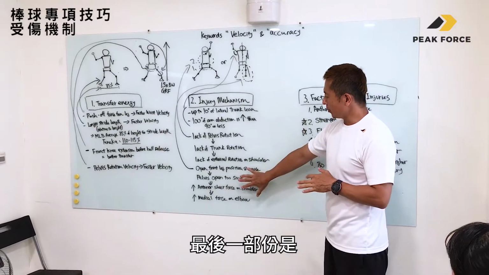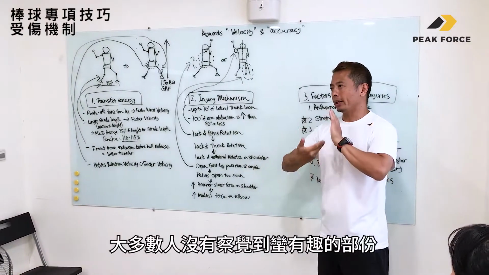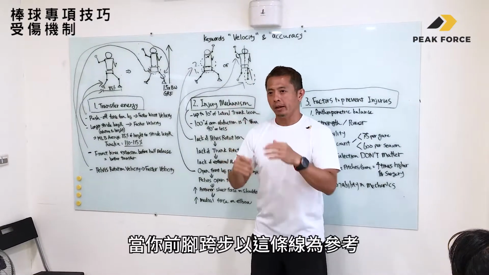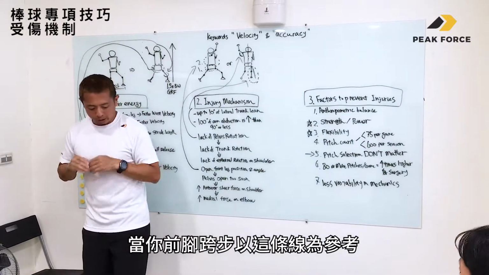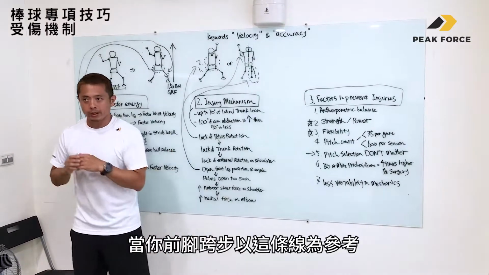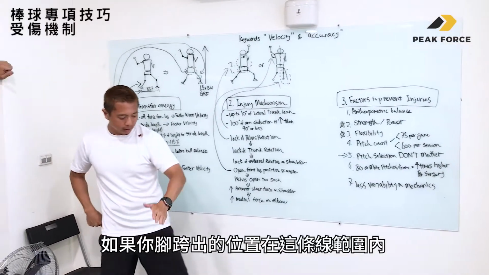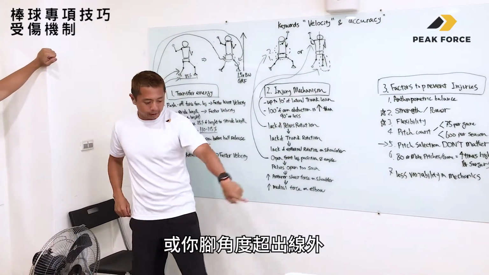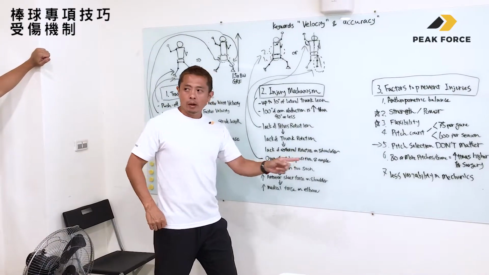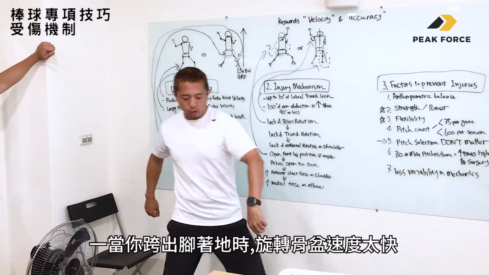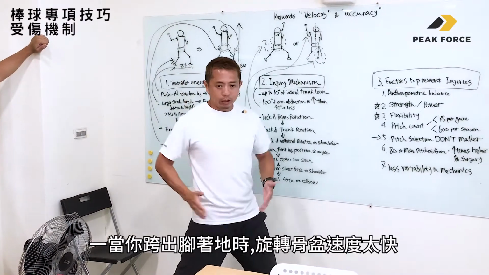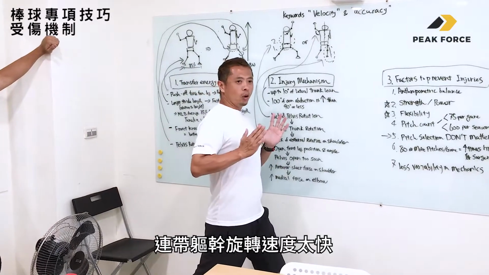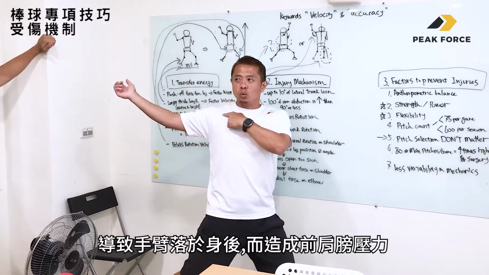And then the last portion of this is a very interesting point that a lot of people don't see, but you're looking at the body from the front, okay? When you make a stride, if I make this line as a reference, if your foot position is open relative to the center line, or if your foot angle is open, okay, what is going to happen is, as soon as you land, your pelvis rotates too quickly, your pelvis opens up too quickly, your trunk opens too quickly, then the arm gets really behind.